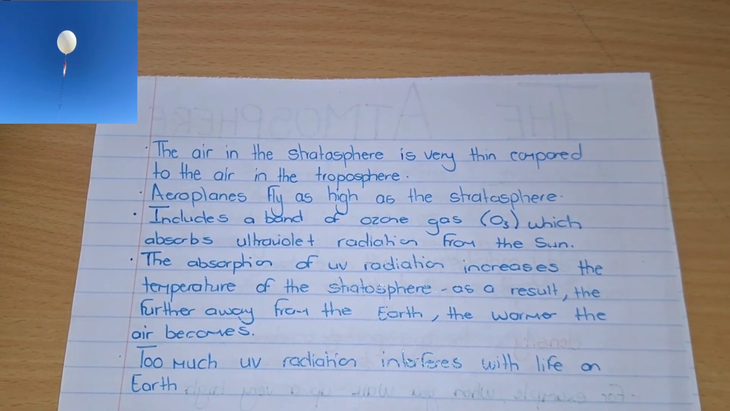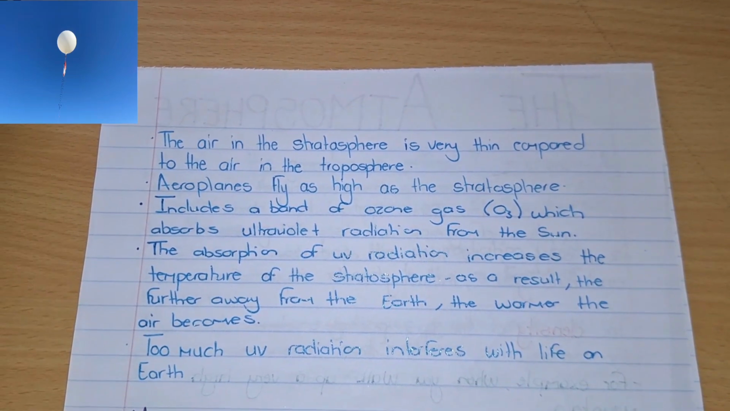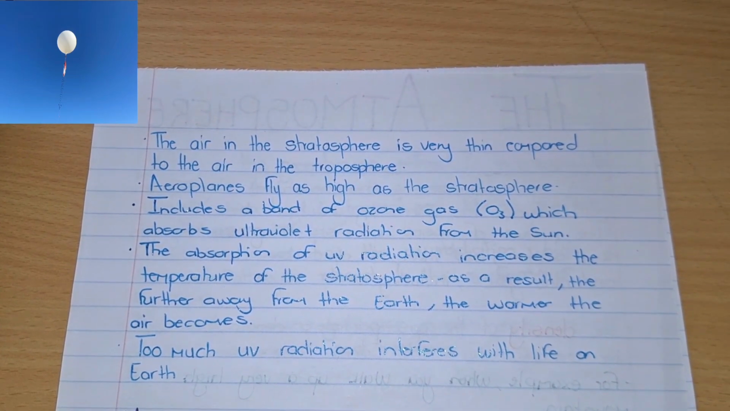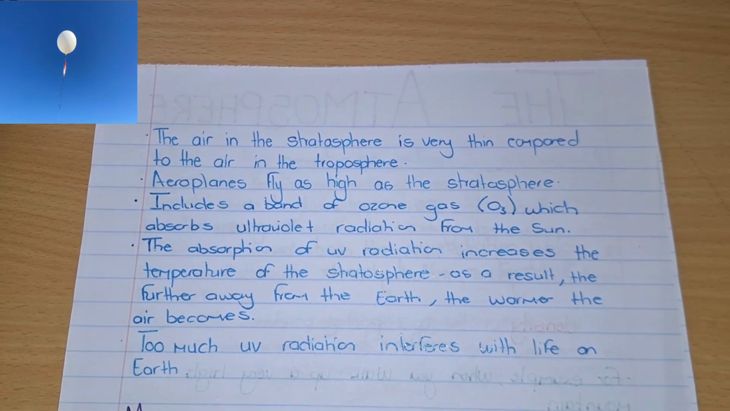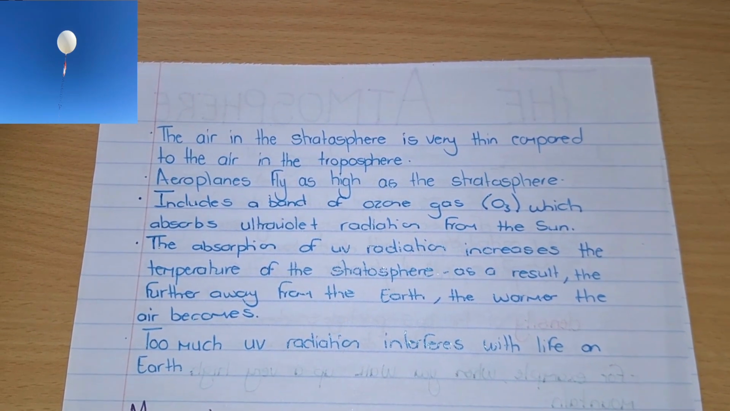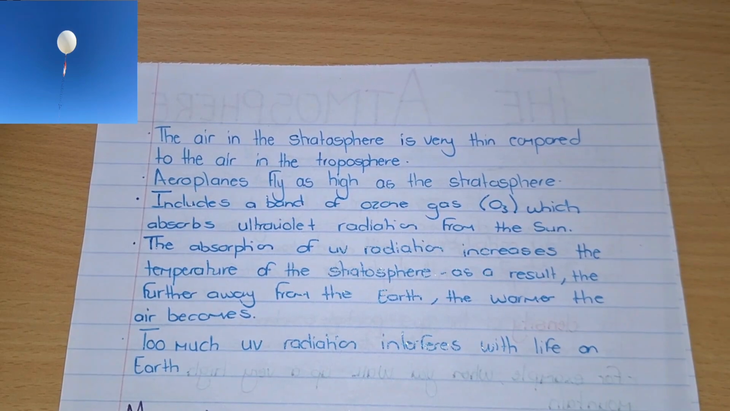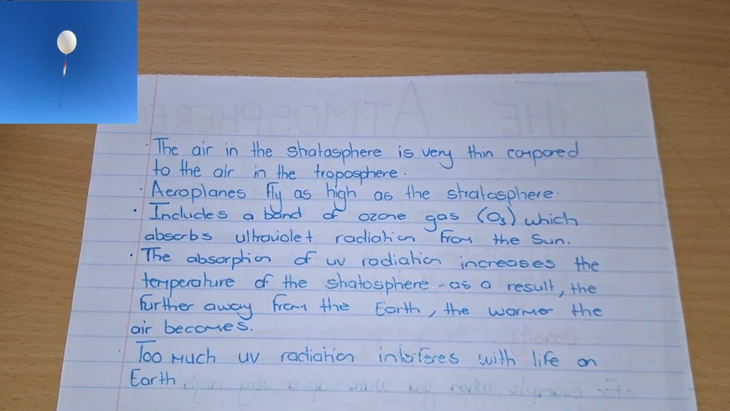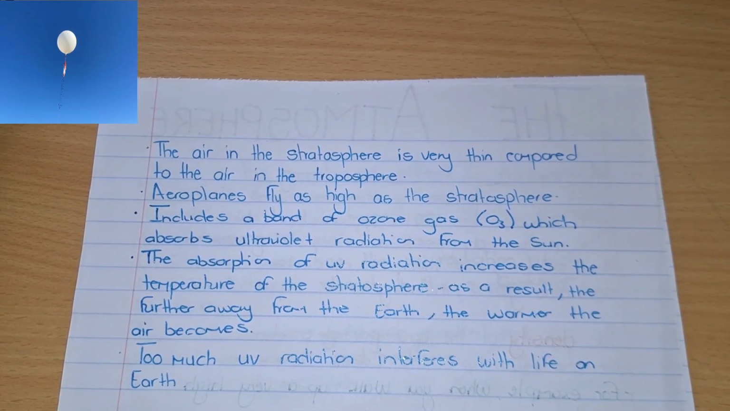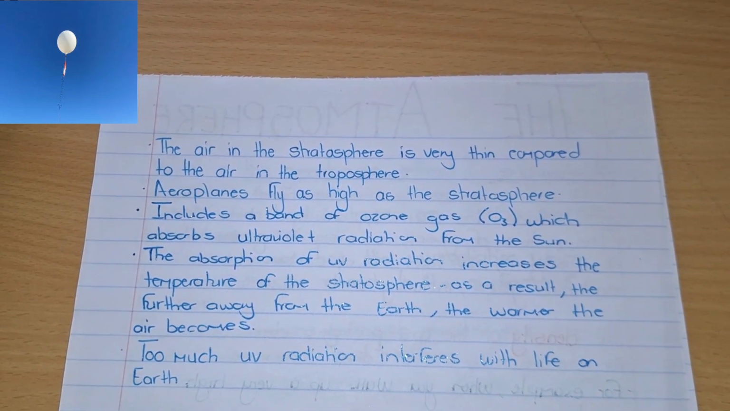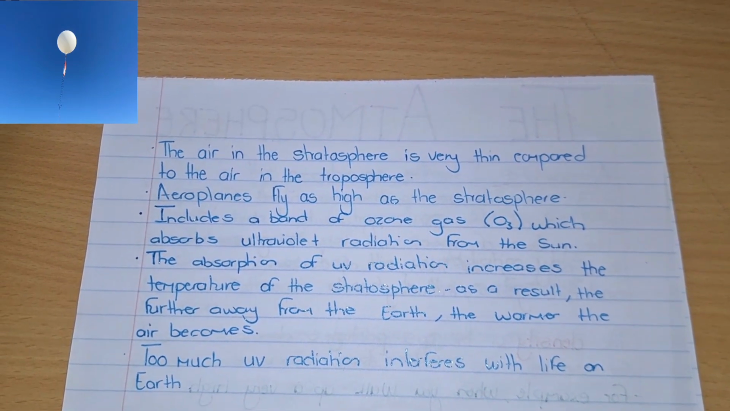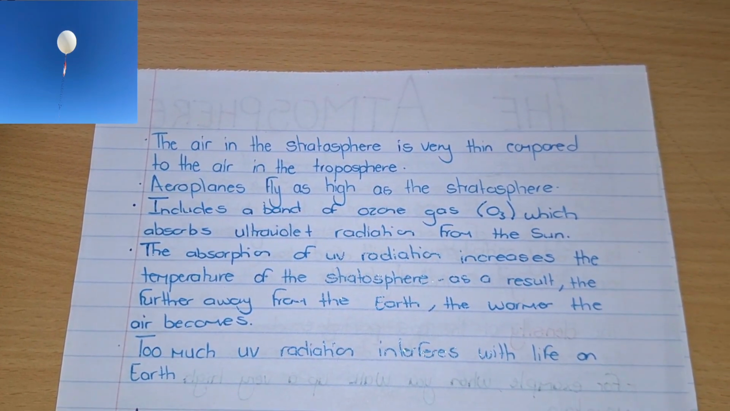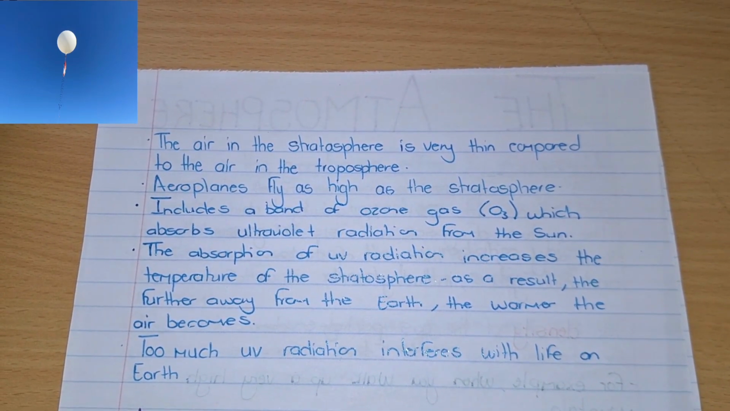And it includes a band of ozone gas, which absorbs ultraviolet radiation from the sun. I'm not sure if you guys have heard of people saying, oh, there's a hole in the ozone layer and all of that. That is what they're talking about, the ozone gases. You can quickly look that up if you don't understand what ozone gases are, but that's just to refresh your memory. So the absorption of UV radiation increases the temperature of the stratosphere. As a result, the further away from the Earth, the warmer the air becomes.